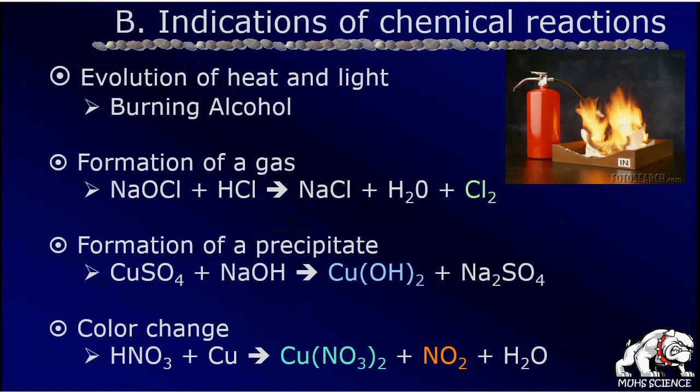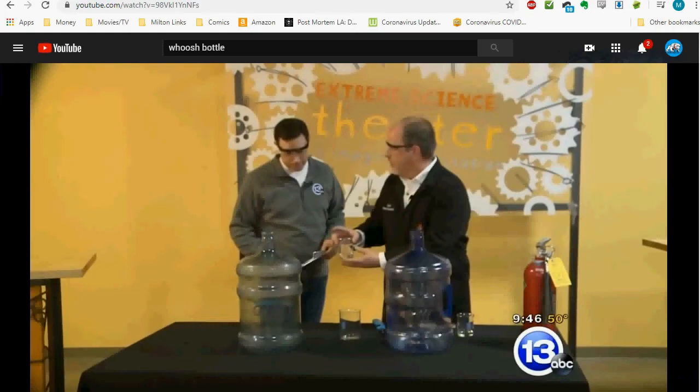Alright, so part B, indicators of chemical reactions. This is where I'd be showing you a bunch of different demos, and unfortunately, we don't have the ability to do those demos here. So what I'll try to do is look these up on YouTube and produce them for you. The first one is indicators of evolution of heat and light, which you saw on the previous video with the sparks and the sound. I usually use the whoosh bottle example, which I'll show you a video of.